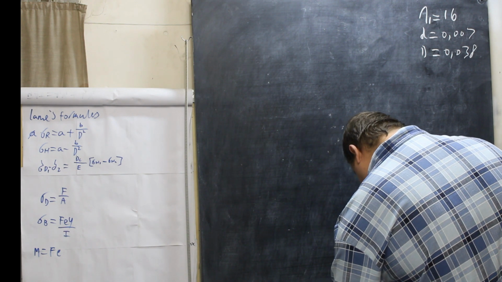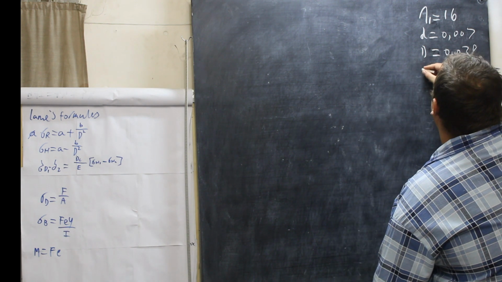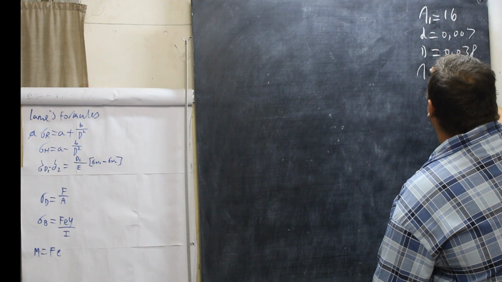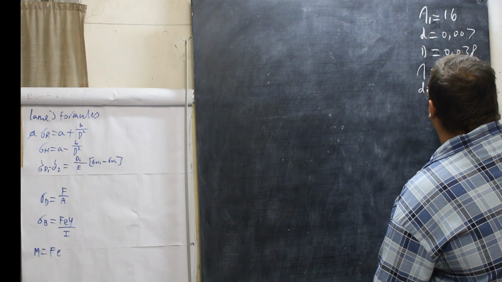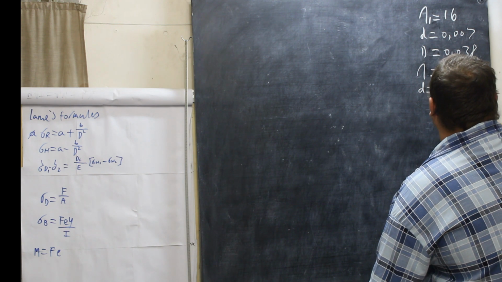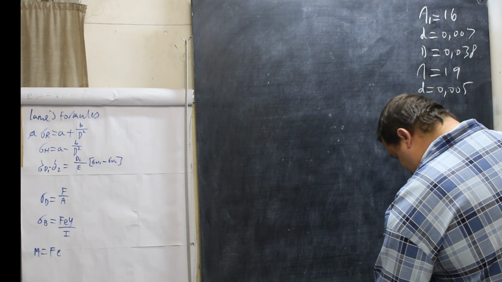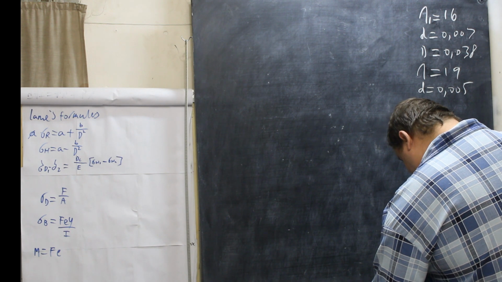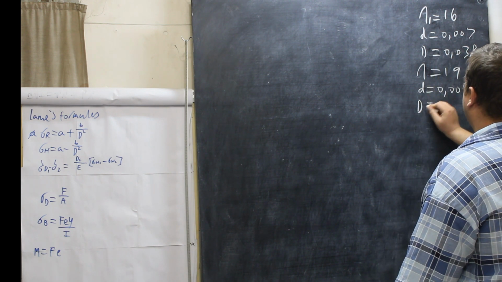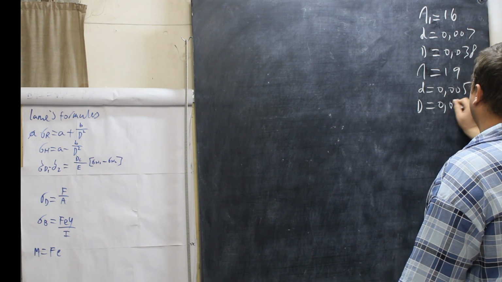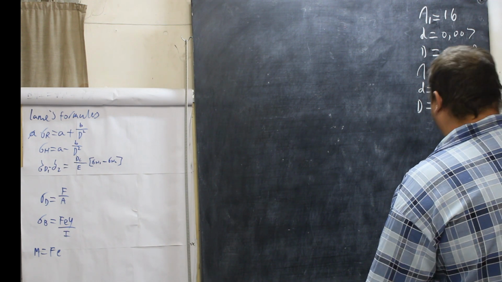The second spring has 19 coils, a 0,005, a 5mm diameter, and a mean diameter of 0,042.